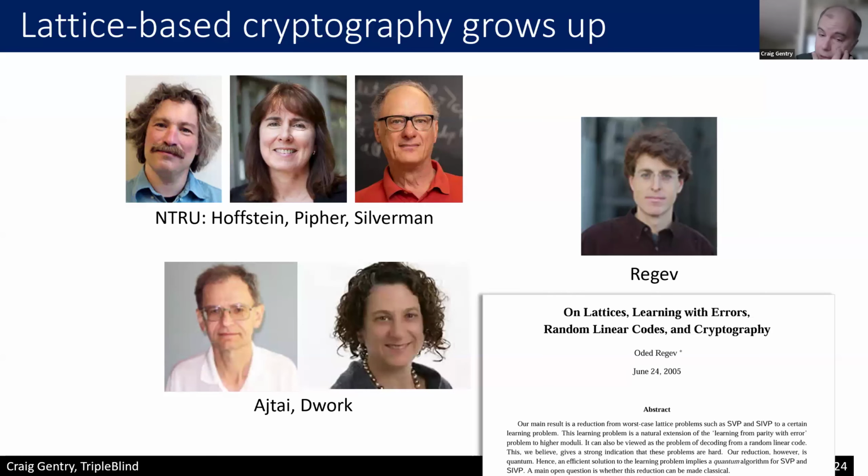Also, Ajtai and Dwork proved worst-case average-case reductions for lattice problems and based a cryptosystem on that. And most notably, Oded Regev invented the LWE problem, the learning with errors problem, that we all know and love. He was also an author on the ring learning with errors problem. So really, lattice-based cryptography was maturing during this phase.